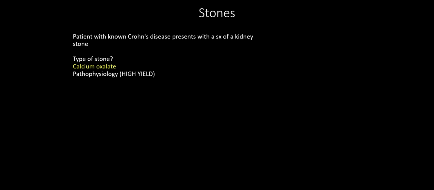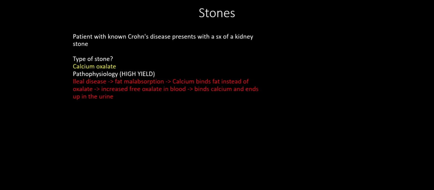Because we cannot absorb fat, calcium binds fat. This is a principle that we see all the time. Same kind of thing we see in pancreatitis with the hypocalcemia due to saponification of fat. Same idea that calcium will bind fat instead of oxalate. So I'll put this up as we go. Because calcium binds the fat and is no longer binding the oxalate, the oxalate is able to be reabsorbed into the blood rather than being bound to calcium and then being excreted in the stool.